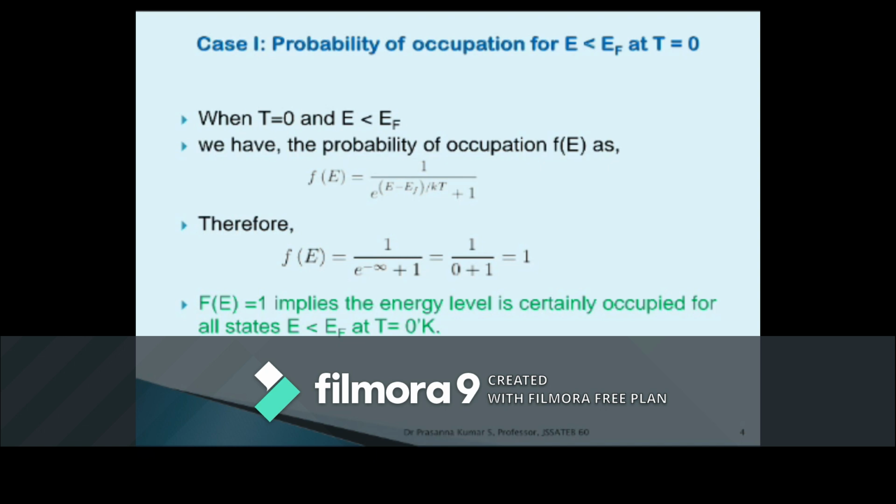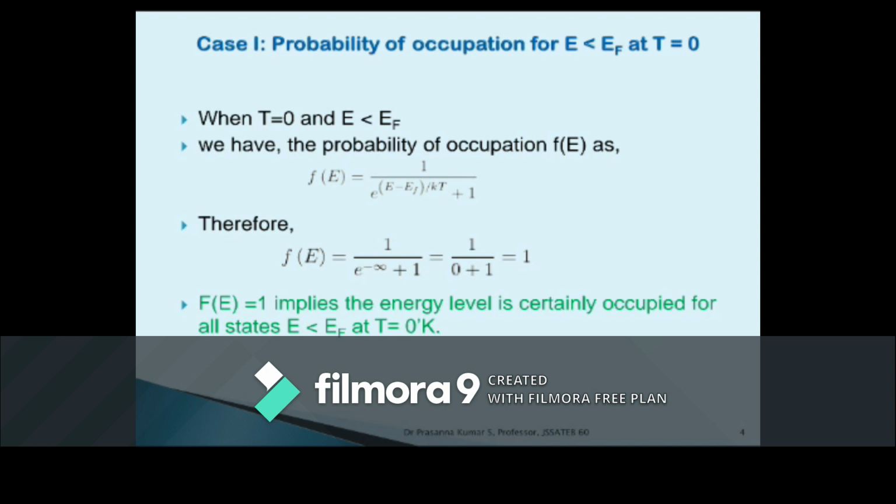And again you can write e to the power minus infinity as 1 by e to the infinity, and if you substitute for infinity, it is 1 by 0. Therefore 1 divided by 1 by 0, so 0 goes to the numerator, and the entire e to the power minus infinity becomes 0. Now look at the expression: in the denominator it's only 1, because the other term, e to the minus infinity, is 0. Therefore f of E becomes 1.